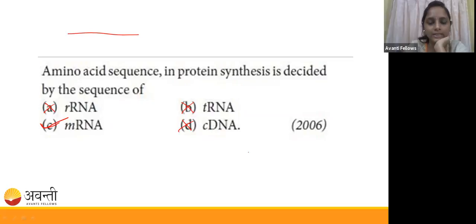Otherwise, we will go to the regulation in the prokaryotes.